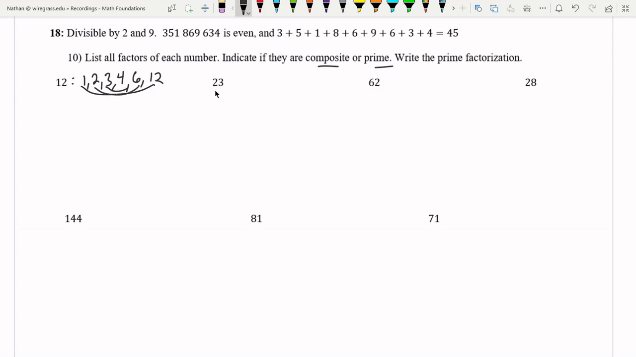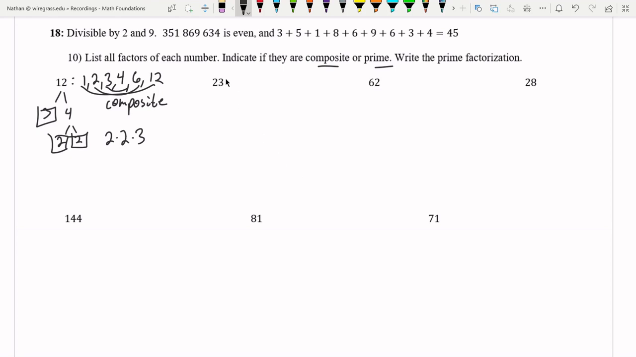Of course, this is a composite number. A prime number only has factors of 1 and itself. This one has more than that. So it is a composite number. And the prime factorization of 12, we can use any one of these. Let's use 3 times 4. 3 is prime, and 4 is 2 times 2. So the prime factorization is 2 times 2 times 3.